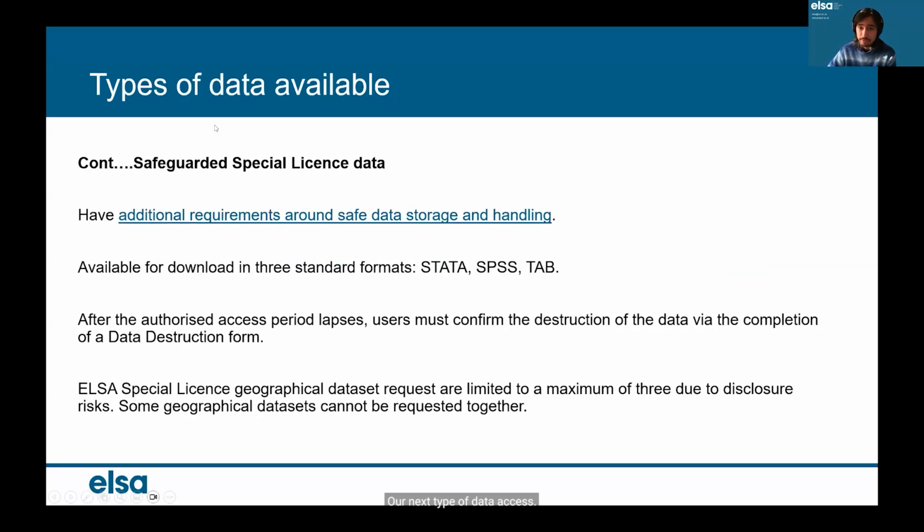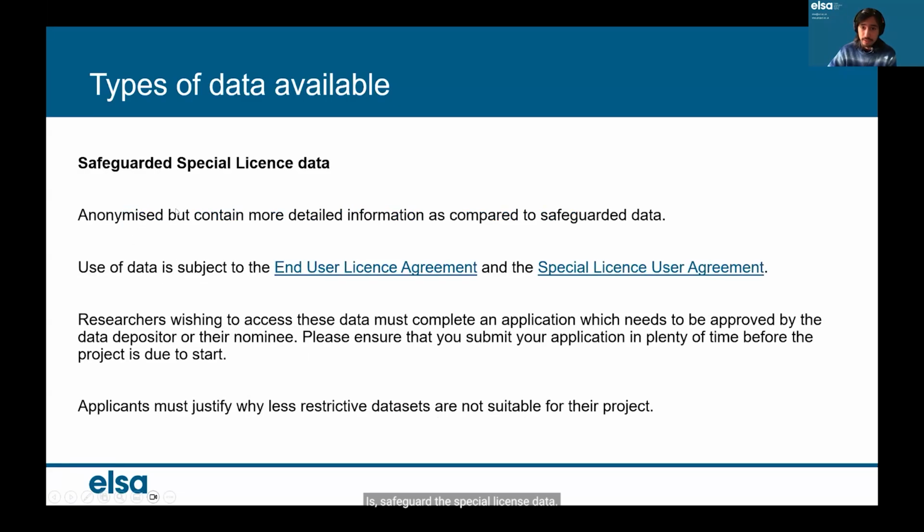Our next type of data access is safeguarded special license data, which is a more restricted version of the safeguarded access. The data has been anonymized, but contains more detailed information, so there's a higher risk of identification compared to just safeguarded data. The use of this data is subject to the end user license agreement and the special user license agreement. Researchers wishing to access this data must complete an application which needs to be approved by the data depositor.